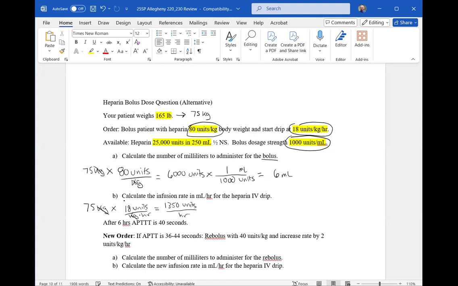I don't want units per hour. It tells me I want milliliters per hour. So again, I'm going to convert units to milliliters, but I'm not calculating bolus, so I don't want to use bolus. I want to use the 25,000 and the 250 ml. So 250 ml, 25,000, and I'm going to get 13.5 ml per hour. So this one I don't even have to do any rounding, which is nice.